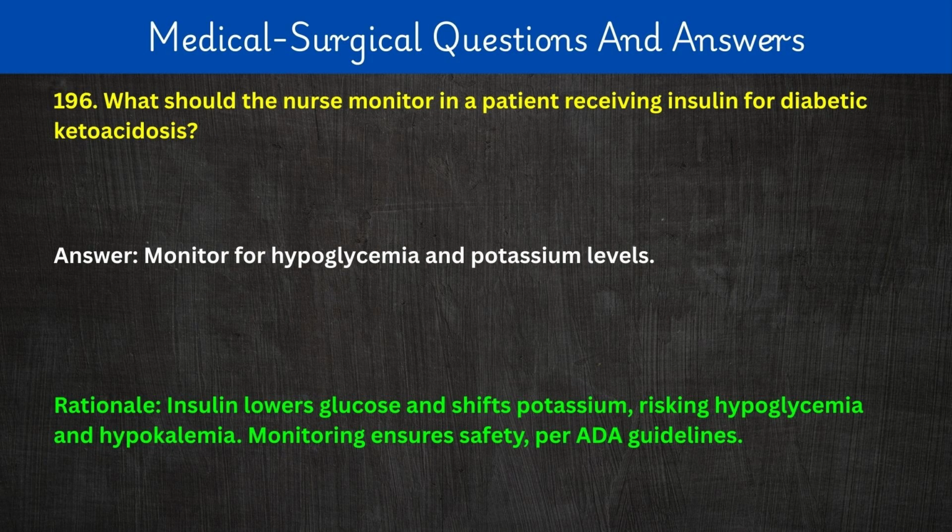196. What should the nurse monitor in a patient receiving insulin for diabetic ketoacidosis? Answer: monitor for hypoglycemia and potassium levels. Rationale: insulin lowers glucose and shifts potassium, risking hypoglycemia and hypokalemia. Monitoring ensures safety, per ADA guidelines.